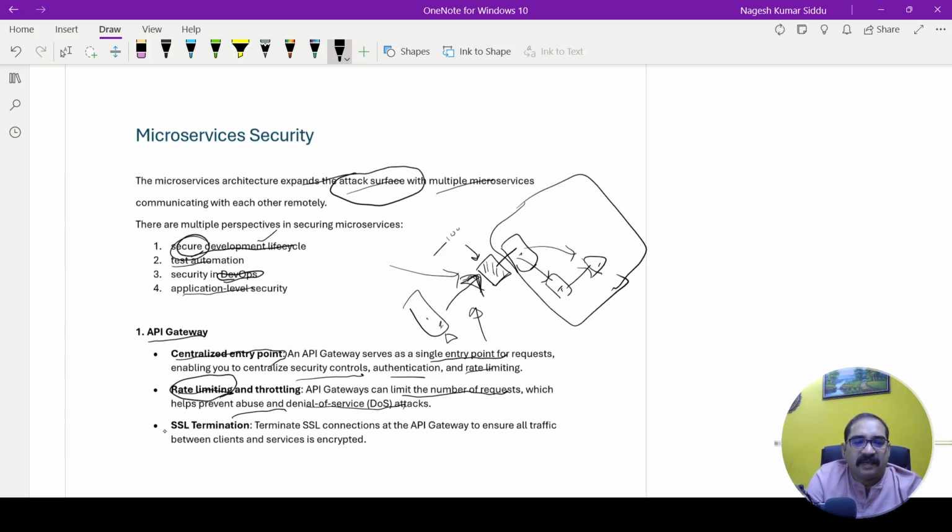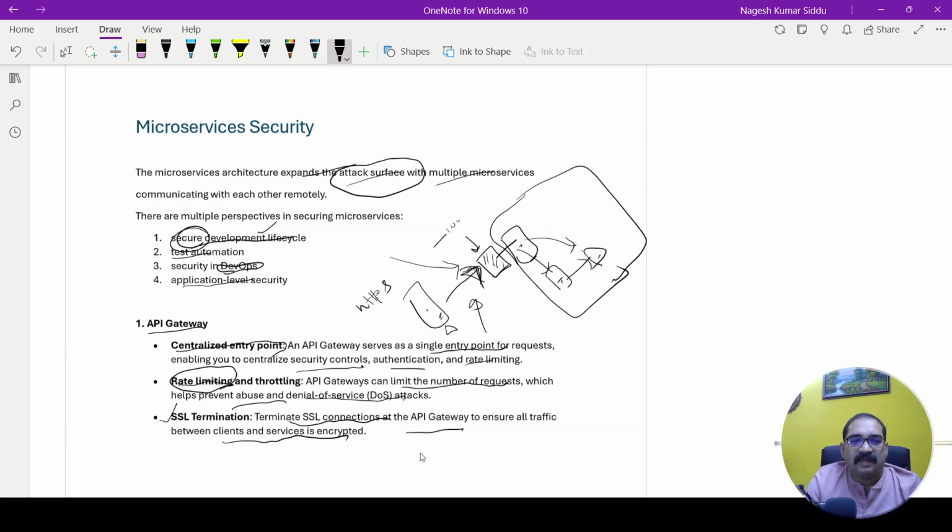Another thing we can do at the API gateway level is SSL termination. You know that if any request comes over HTTPS, then it is a secured connection. So we should ensure that SSL is terminated at the API gateway level, to ensure the clients and services are encrypted. So this is one way to prevent attacks on our microservices and provide more security.